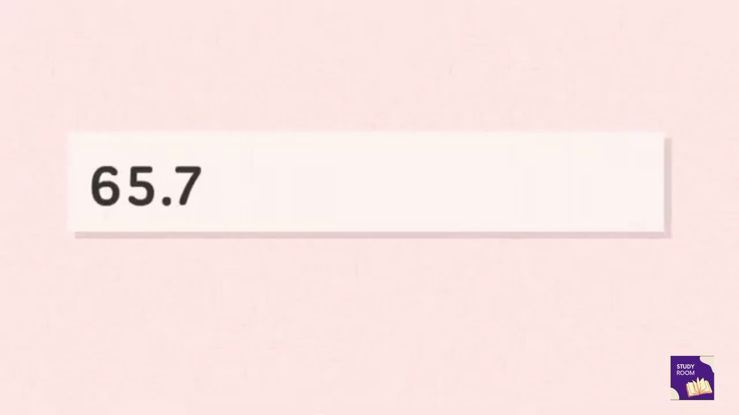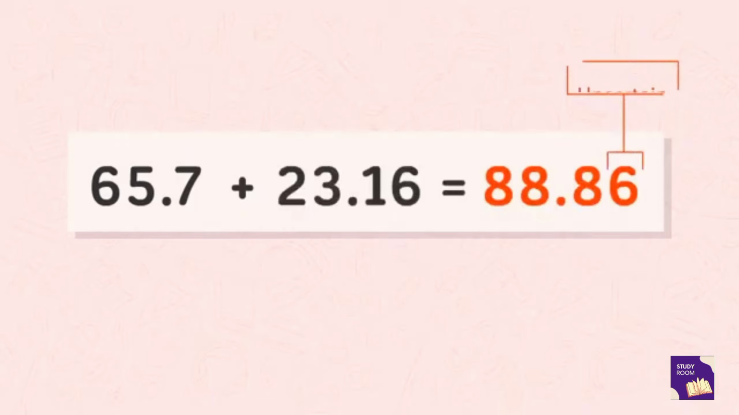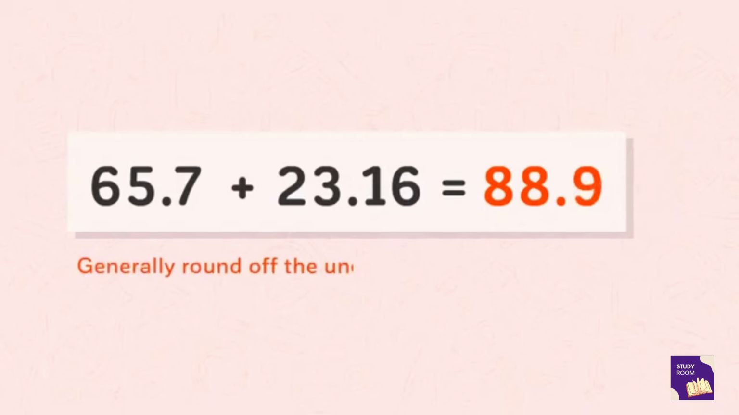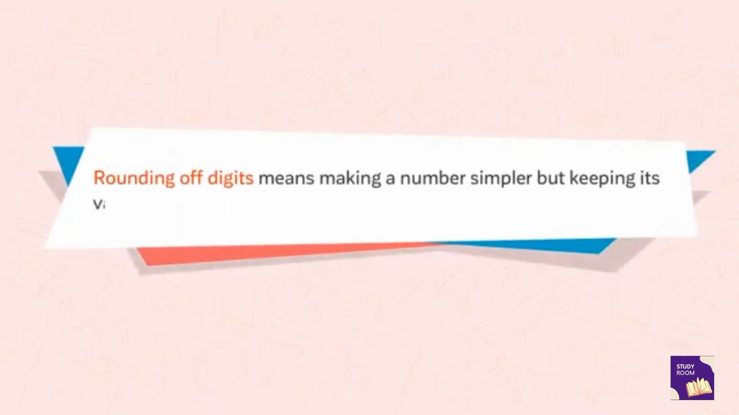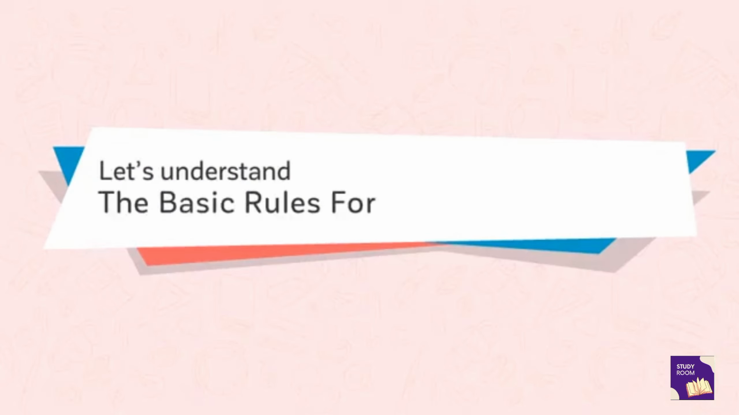While doing calculations using measured values, the results may contain more than one uncertain digit. In such a case, we generally round off the uncertain digits for simplicity. Rounding off digits means making a number simpler but keeping its value close to what it was. The result is less accurate but easier to use. Let's understand the basic rules of rounding off digits.